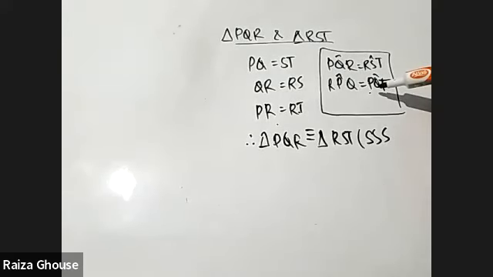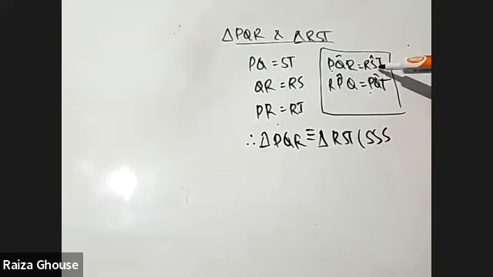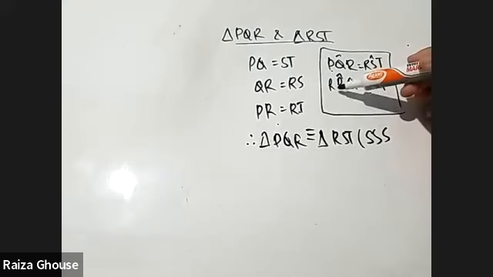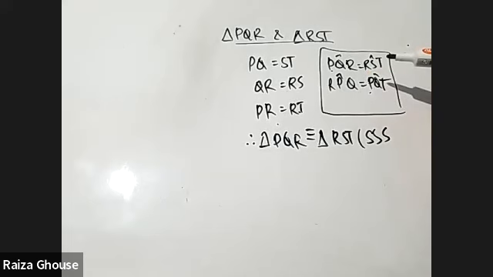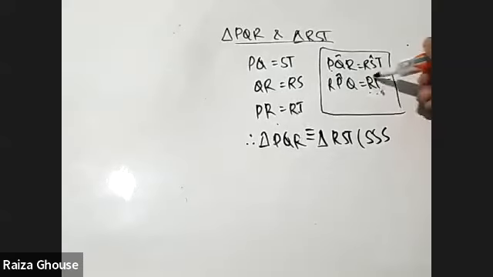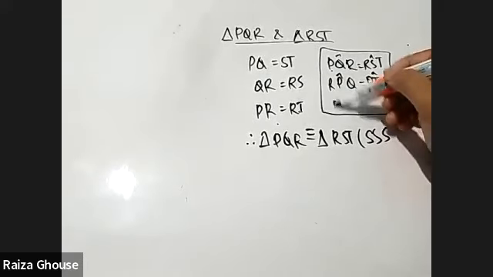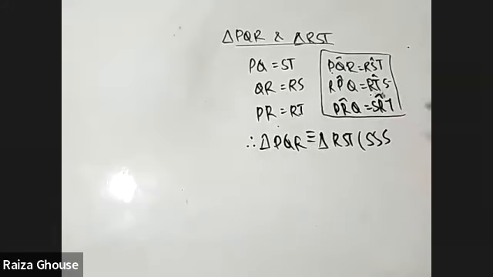Okay, and she said angles. What is the next angle, Sahdia? PRQ equals SRT, vertically opposite angles. Wait a second. PQR is equal to RST. That's correct. RPQ is equal to which one? RTS. Oh yeah, RTS. Okay. The next one? SRT, vertically opposite angles. Good.